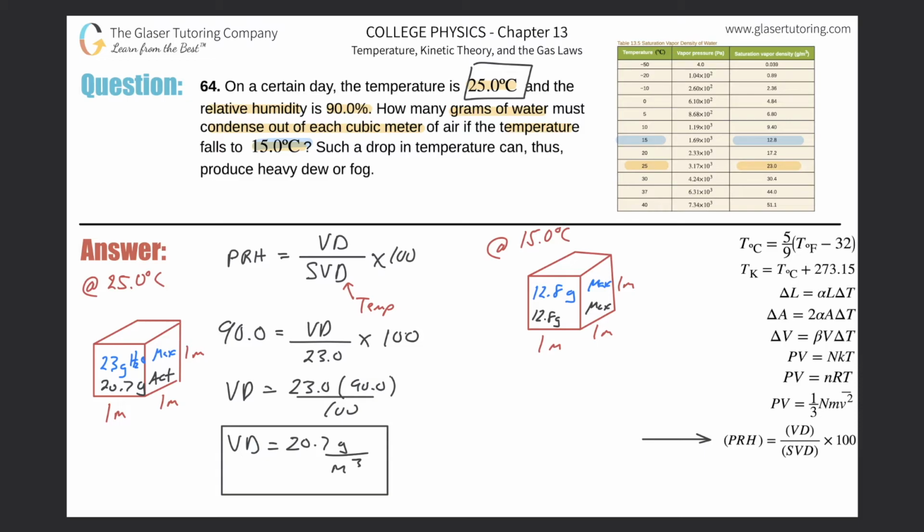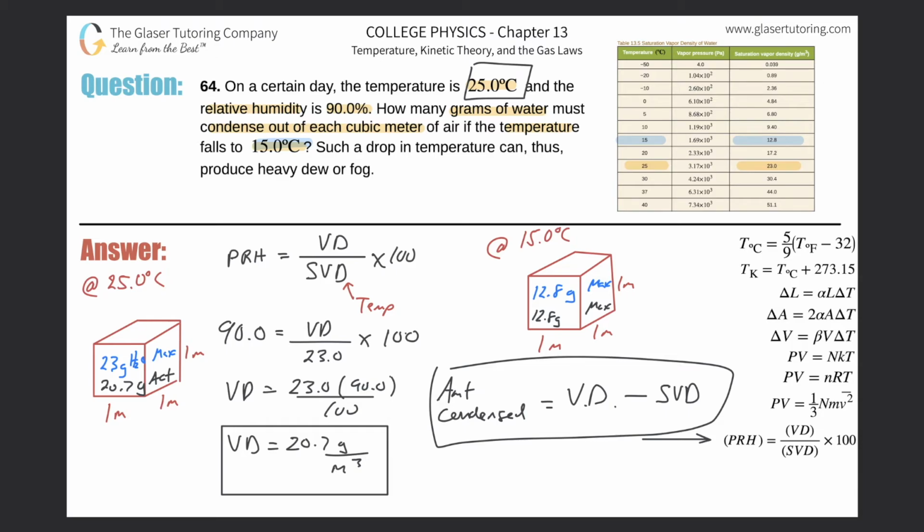So basically, I can come up with a simple formula. I could say that the amount condensed will be equal to the vapor density minus the saturation vapor density. But the only thing is this value cannot be negative. A negative amount condensed means there is nothing condensed. So you can plug in the values. If this thing is negative, just know that nothing's condensed.